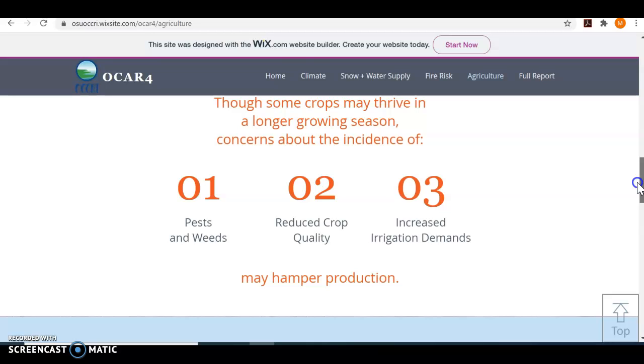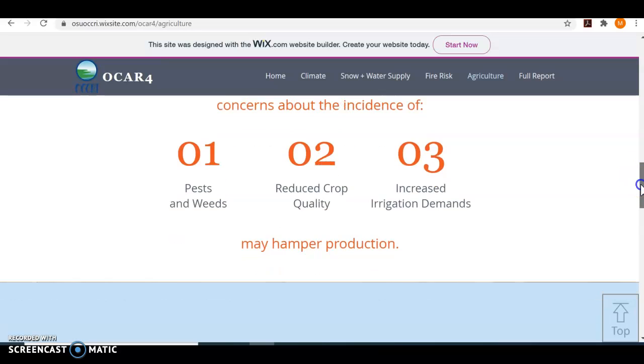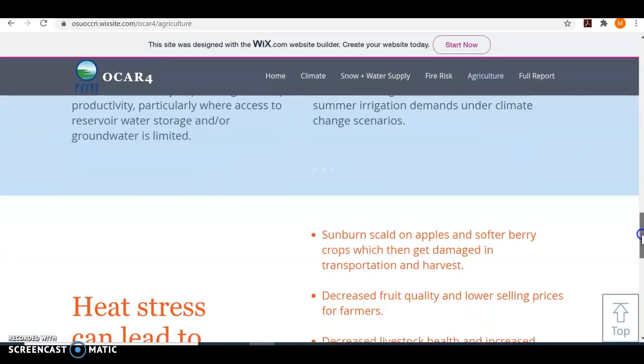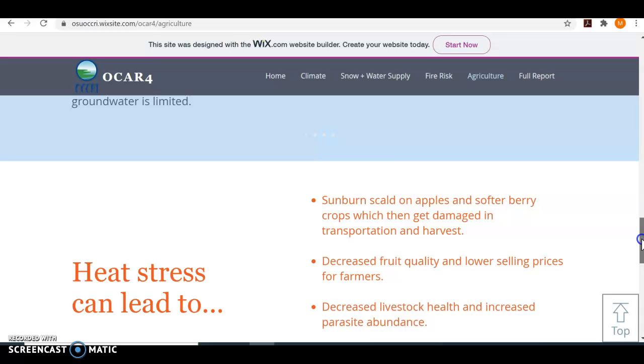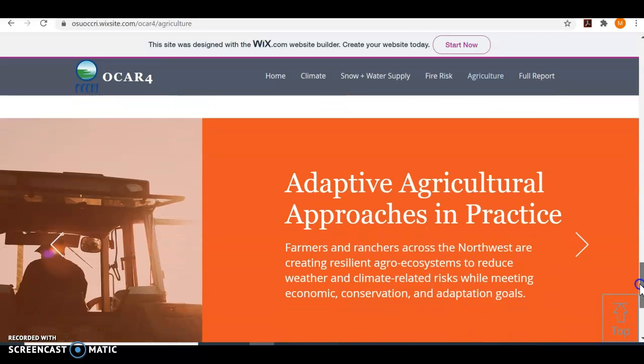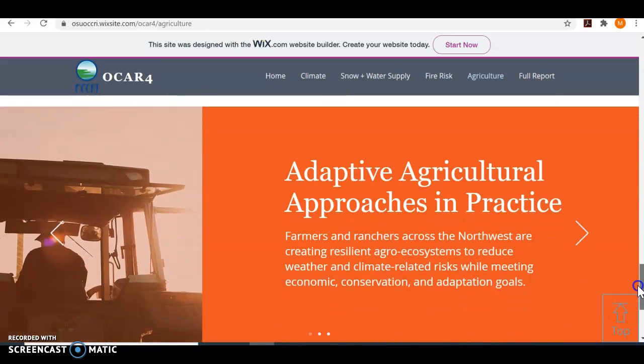There's concern about bigger problems with pests, weeds, crop quality, increased irrigation demand. I talked about the last one already, okay? So that kind of stuff. So there's just kind of a good little sampling of some of the things that happen. So you have heat stress. That heat stress isn't just on crops, but also humans, which are those people at the front lines we talked about earlier.